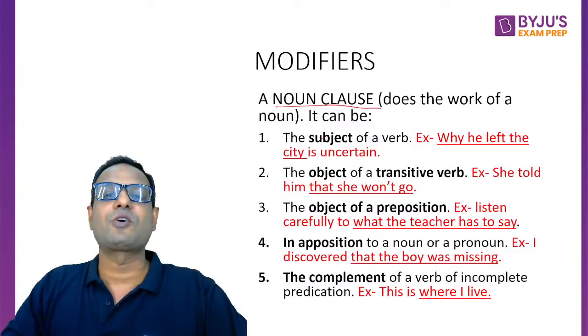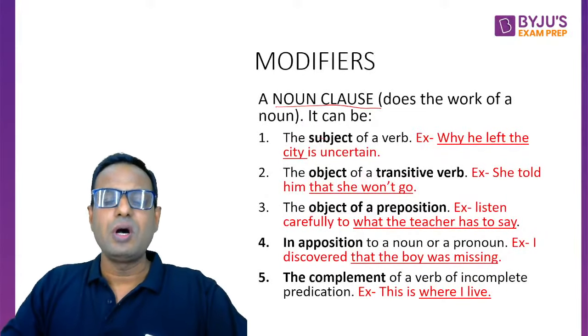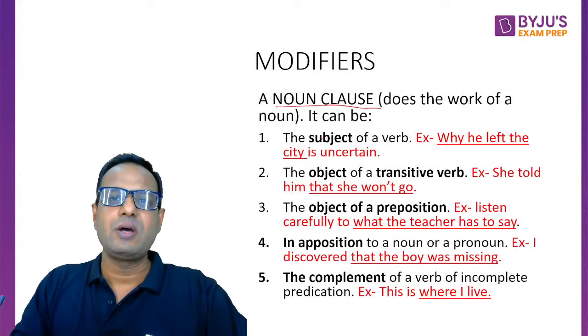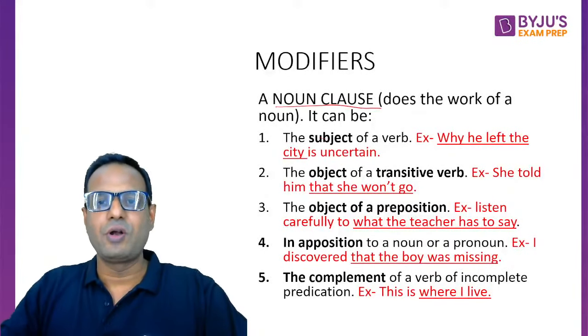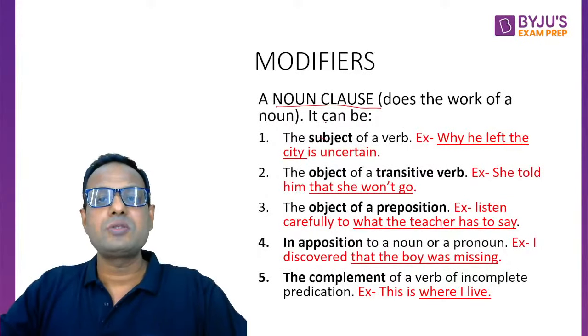Because it answers the question what? So, a noun can be a subject. Also, a noun can be an object. Alright? So, what is a noun clause? Any word group that functions as a noun is a noun clause.